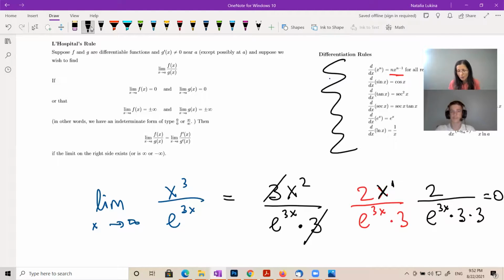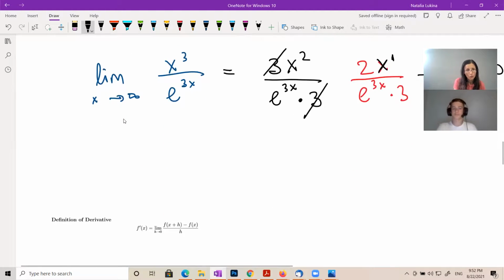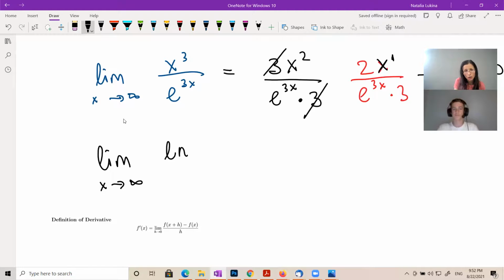And there are many examples where you can use the L'Hopital rule. For example, my final example is the limit as x goes to infinity of natural log of 3x over natural log of 2x. So I don't really know what they are.